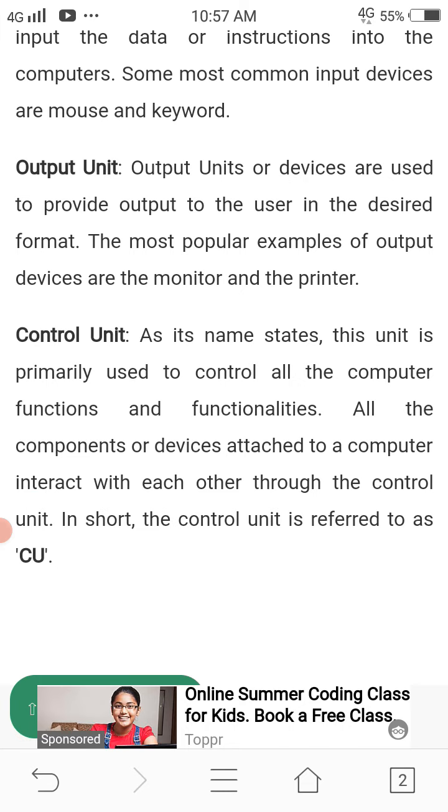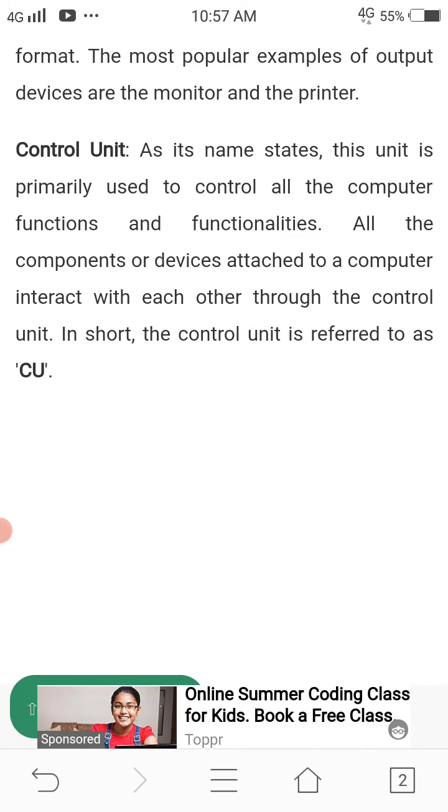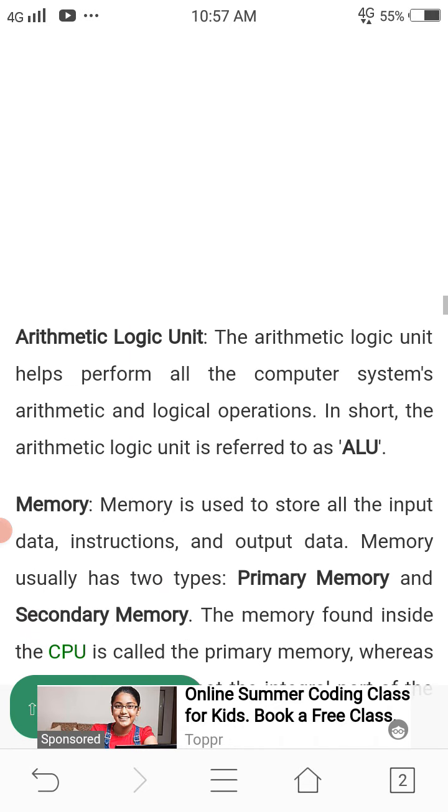The next component is the control unit. As the name suggests, this unit is primarily used to control all the computer functions and functionalities. All the components or devices attached to the computer communicate with each other through the control unit. Next is the arithmetic and logical unit. The arithmetic and logical unit helps perform all the computer's arithmetic and logical operations. In short, the arithmetic and logical unit is referred to as ALU.